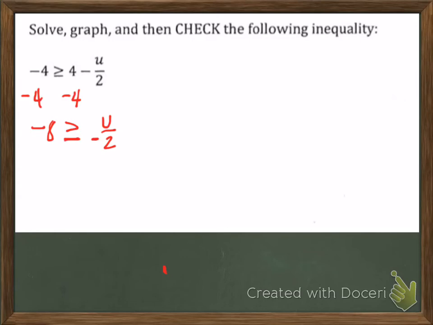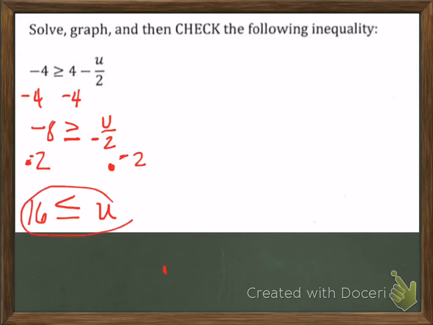And then to get rid of that denominator of -2, you're going to multiply both sides by -2. Now remember, when we're multiplying by a negative or dividing by a negative, we need to flip the relation symbol to keep it true. So this gives us +16 on the left. We're going to switch our relation symbol to less than or equal to, and we get our u left over. So 16 is less than or equal to u.